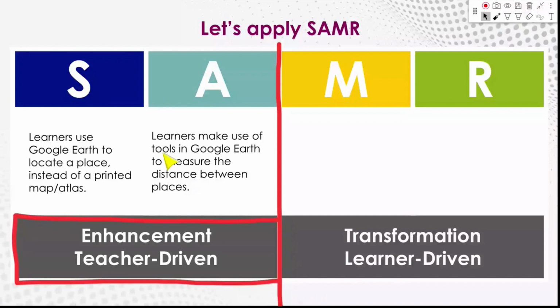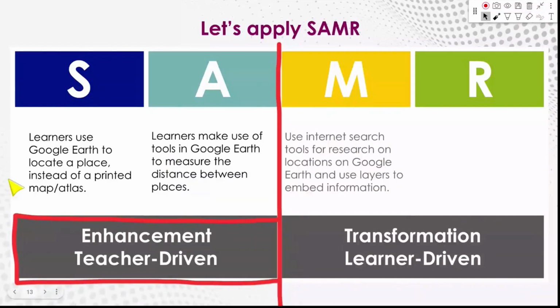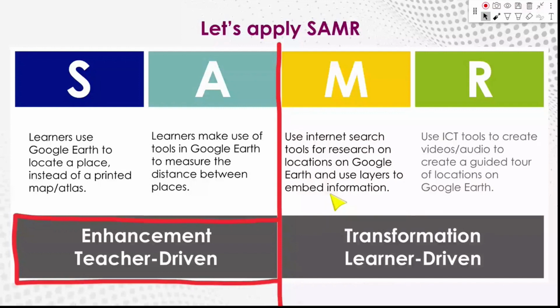When we start moving to modification and redefinition, so now I use internet search tools for research on locations on Google Earth, and use layers that can embed information on that. So I have to find my own information. I have to embed my own information on top of Google Earth. You can do very interesting things using Google Earth and different tools. And then when we get to redefinition, again, this is a content creation driven concept. Now I use tools to create videos or audio, and I can use that to create a guided tour of locations on Google Earth. The same thing can apply to many different things.